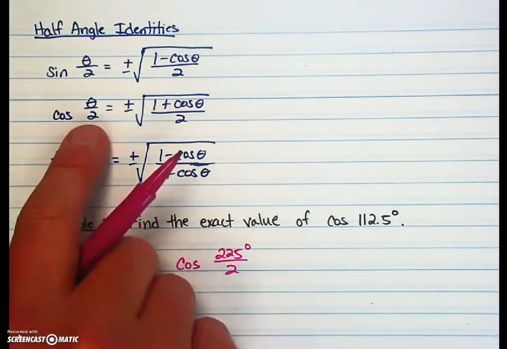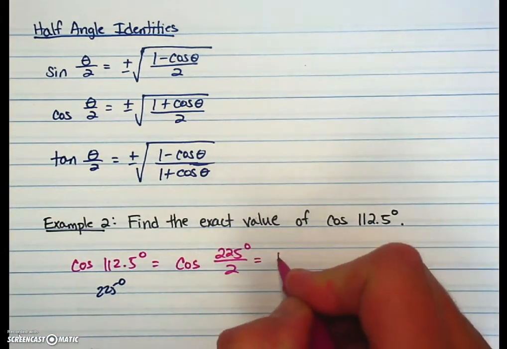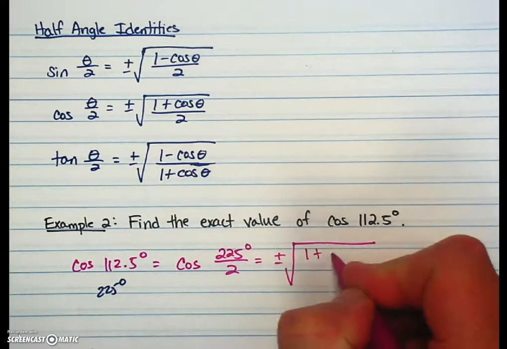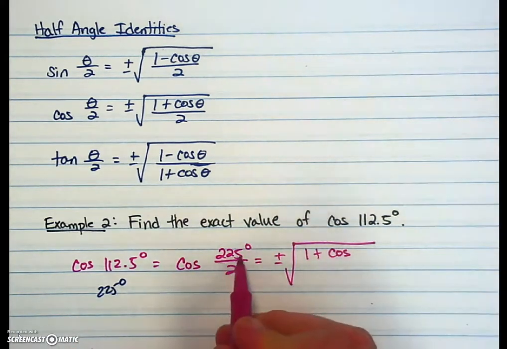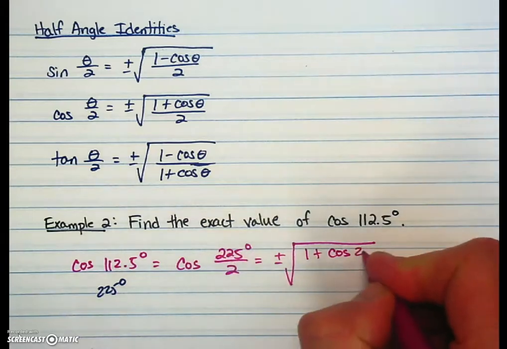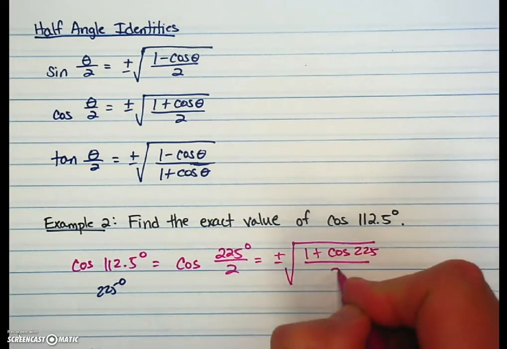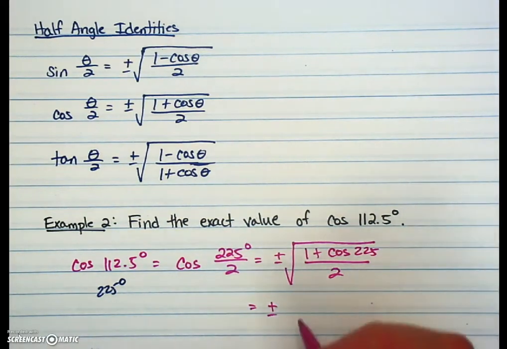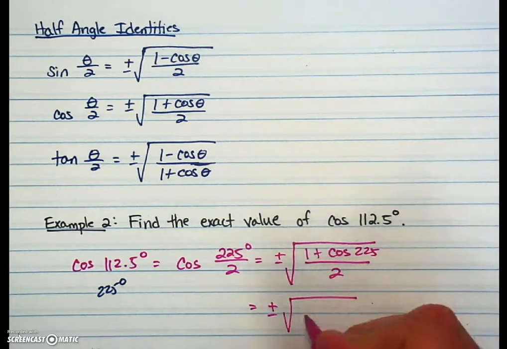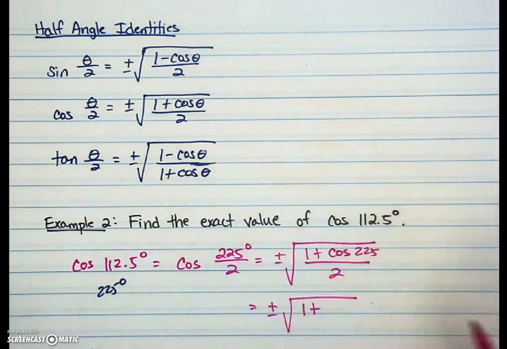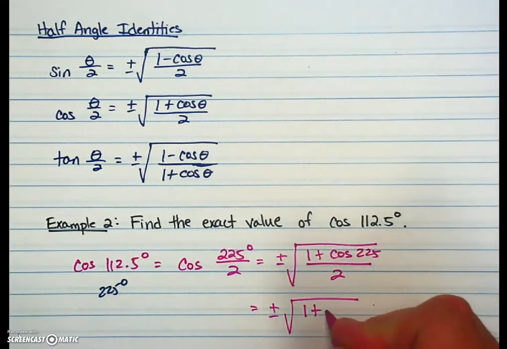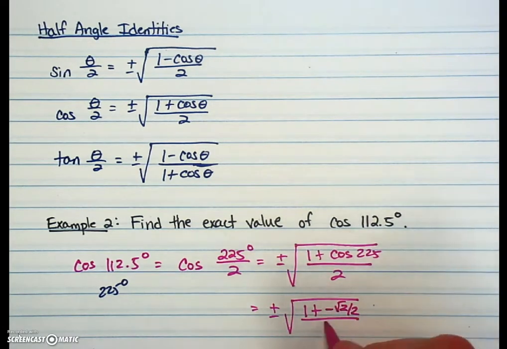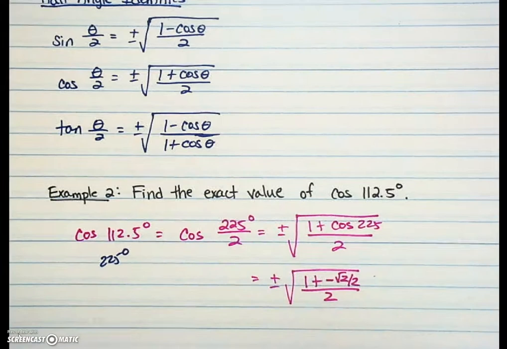So I'm going to apply the cosine formula to this. So plus or minus the square root, and we're going 1 plus the cosine of theta. Now this is theta, my 225, all over 2. So when we simplify this out, we get the square root of 1 plus, now the cosine of 225 is negative square root of 2 over 2, and all that's over 2 now.